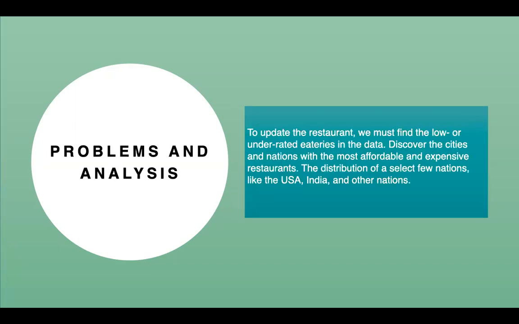These are the analyses. For example, in order to update the restaurant, we must find the low or underrated eateries in the data, discover the cities and nations with the most affordable and expensive restaurants, and the distribution for select few nations like the USA, India, and other nations.